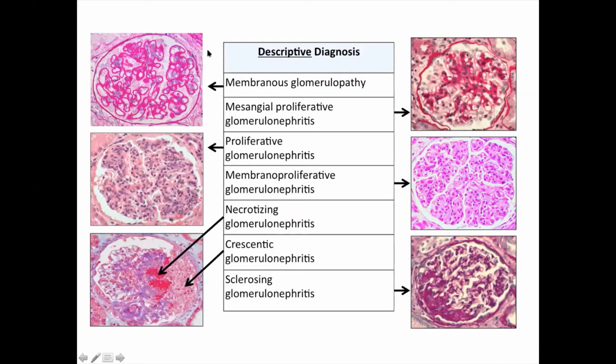فإذا thickening of the glomerular loops هذا معناته إن إحنا عندنا membranous glomerulopathy. لما يكون عندنا proliferation within the mesangium, hypercellularity within the mesangium هذا mesangial proliferative glomerulonephritis. لما يكون عندنا proliferation with the endocapillary هذا proliferative glomerulonephritis. لما يكون عندنا thickening of the loops as well as endocapillary hypercellularity هذا اسمه membranoproliferative glomerulonephritis.